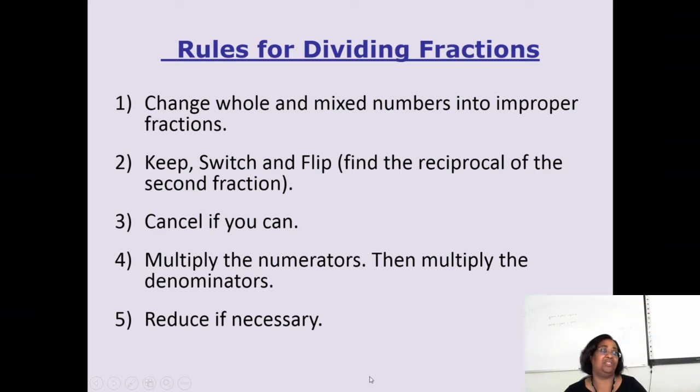So 5 steps, just like 5 steps for multiplying. Okay? Change any whole numbers and mixed numbers to improper fractions, just like we do when we multiply. Keep, switch, and flip strategy is step 2. Cancel if you can is step 3. Multiply your numerator, denominator is step 4. And 5, just make sure it's simplified.